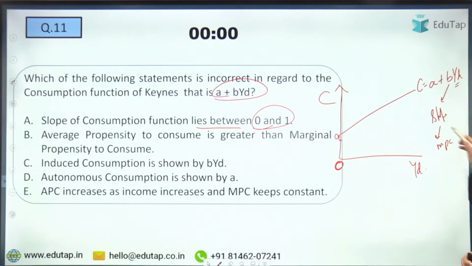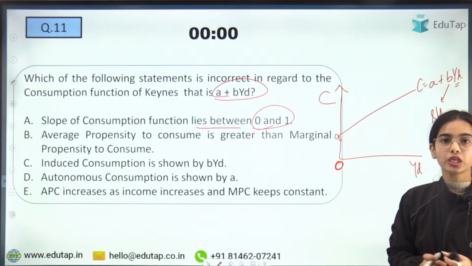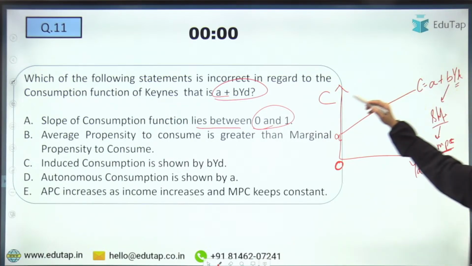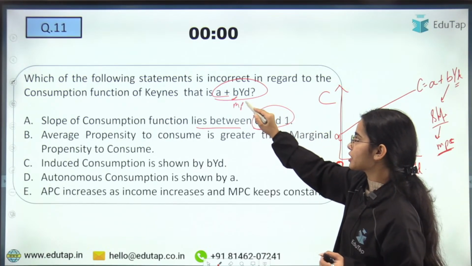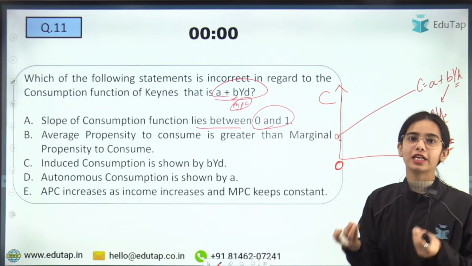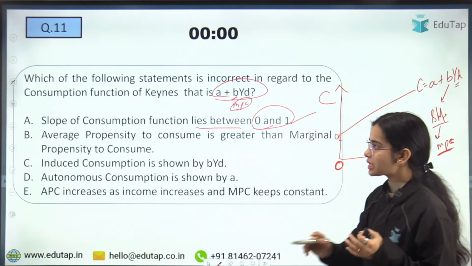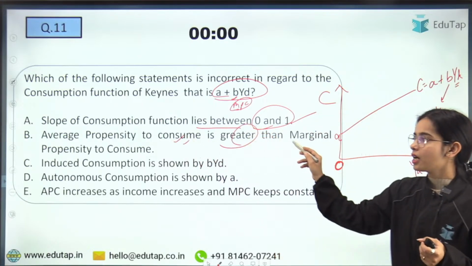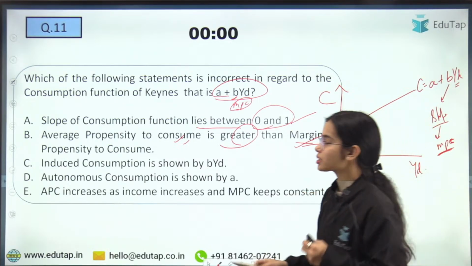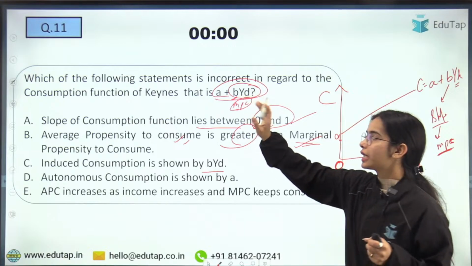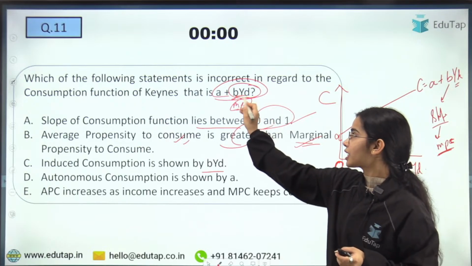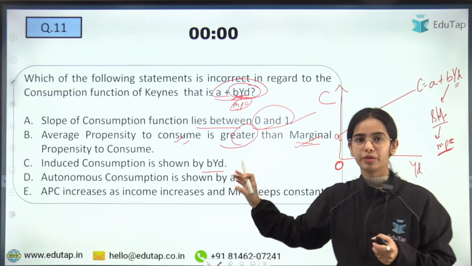Here the slope is the MPC, the marginal propensity to consume. So the slope of the consumption function is the marginal propensity to consume. The slope lies between 0 and 1 because the MPC value lies between 0 and 1, correct. The APC, average propensity to consume, is greater than the marginal propensity to consume. Yes, always APC will be greater than MPC. Induced consumption is shown by BYD, that is consumption that depends upon the income. So this is shown by BYD.